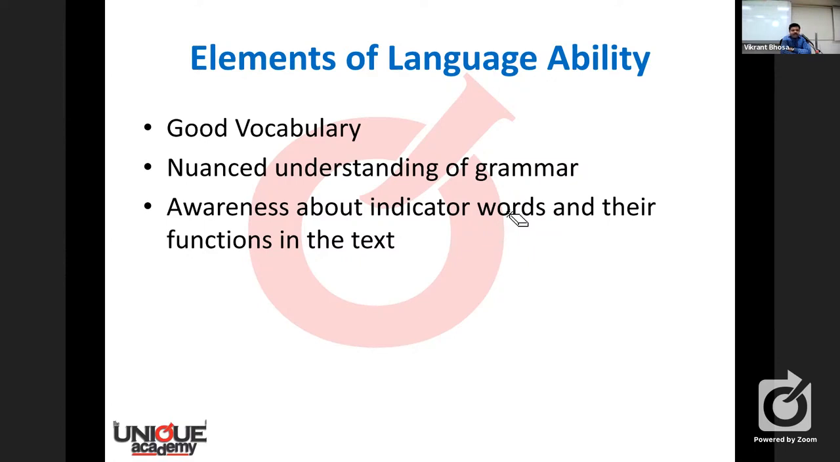Second is nuanced understanding of grammar. But first, write down the sources for vocabulary. A good source of vocabulary is Oxford's Advanced Learner's Dictionary. And second is Roget's Thesaurus, T-H-E-S-A-U-R-U-S, Thesaurus. These are excellent books for vocabulary.